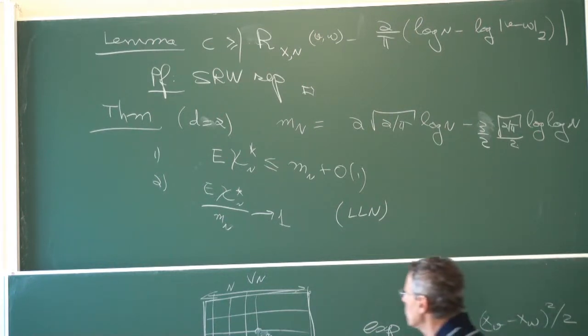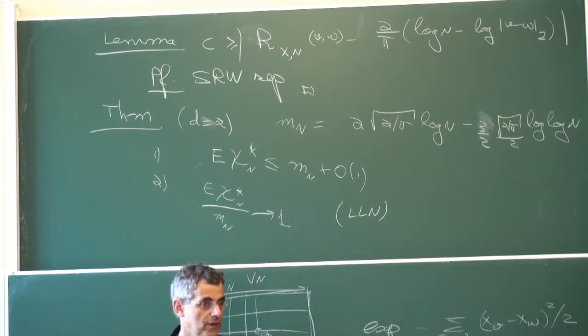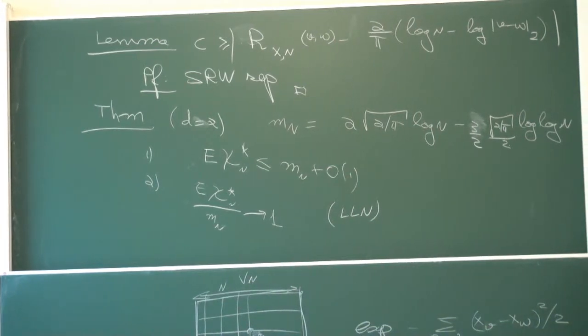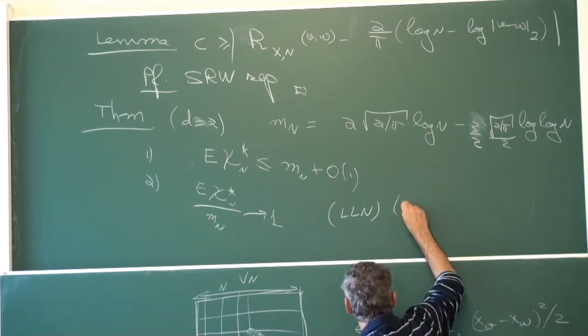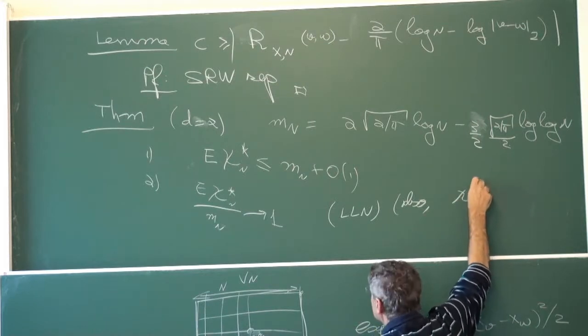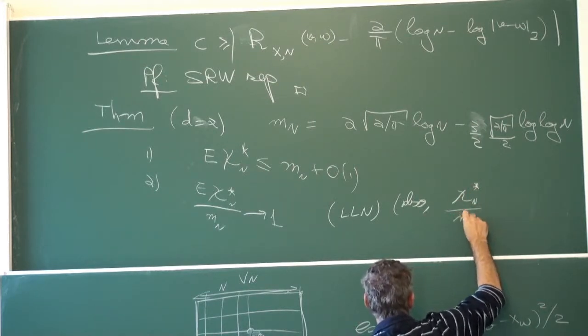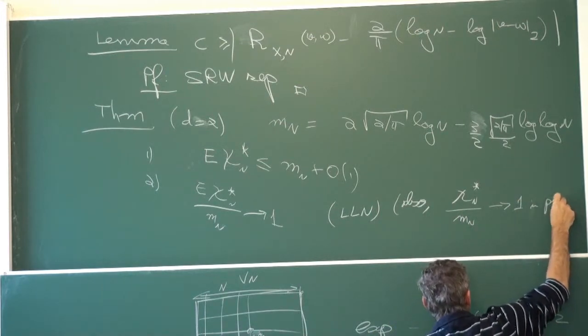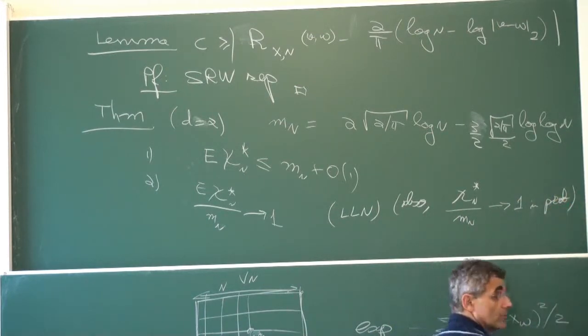Oh, okay, yes, I wrote expectation, but as we will see, in fact, it's also in probability. You can erase the expectation. You will also have convergence in probability. So maybe I should say also that Xn star divided by Mn goes to 1 in probability, although we will show much better later, so I'm not emphasizing this right now. Okay.